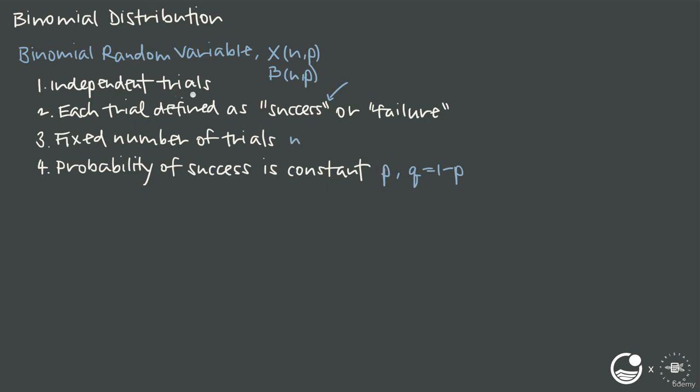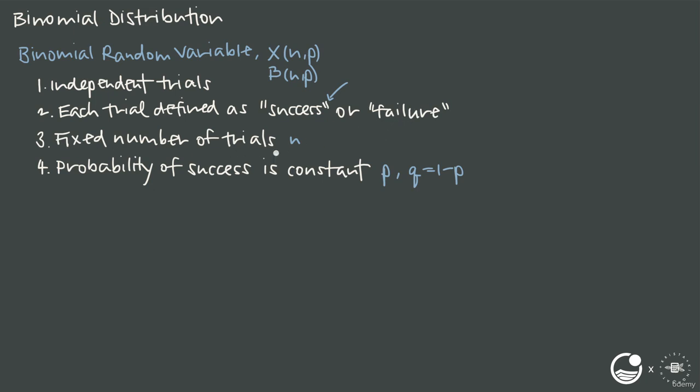But we could also use this to model a die roll if, let's say, we define success as rolling a 2, because every die roll is independent. The roll of the die won't be affected by any of the previous rolls. We can define our success specifically. So let's say we want to roll a 2, then we would define rolling a 2 as a success and rolling anything else as a failure. So rolling a 1, a 3, a 4, a 5, or a 6 would be a failure.